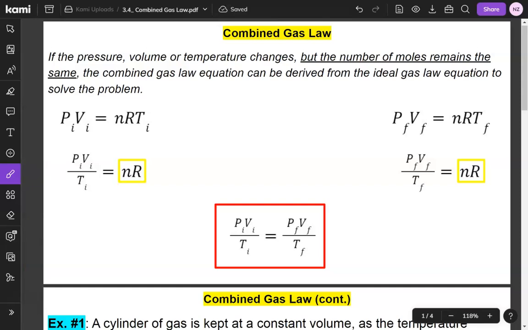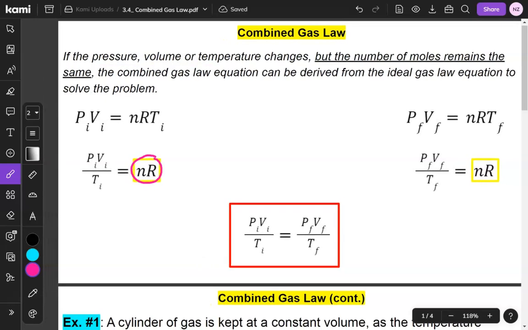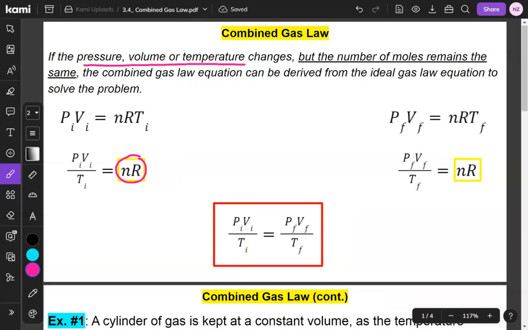Okay, so for combined gas law, we're going to make some assumptions here. If the pressure, volume, or temperature changes, but the number of moles remains the same, the combined gas law equation can now be derived from ideal gas law. So, again, the number of moles is going to remain the same. In our original ideal gas law equation, if the number of moles remains constant, and also our constant R will obviously remain constant, if we put them on one side of the equation and then put the things that are changing, pressure, volume, or temperature, on the other side of the equation, we end up with this.